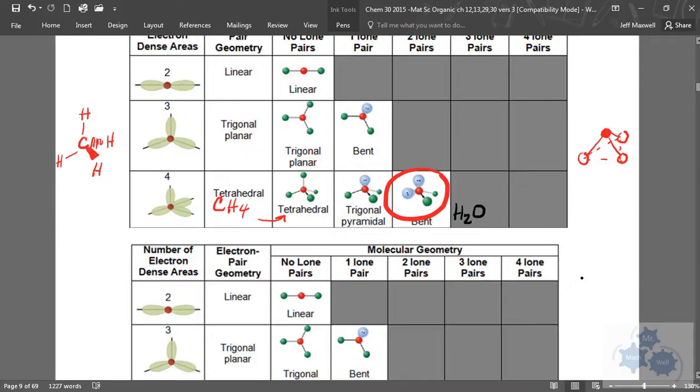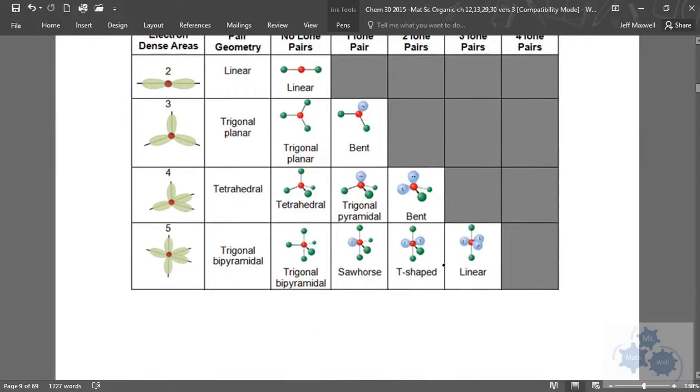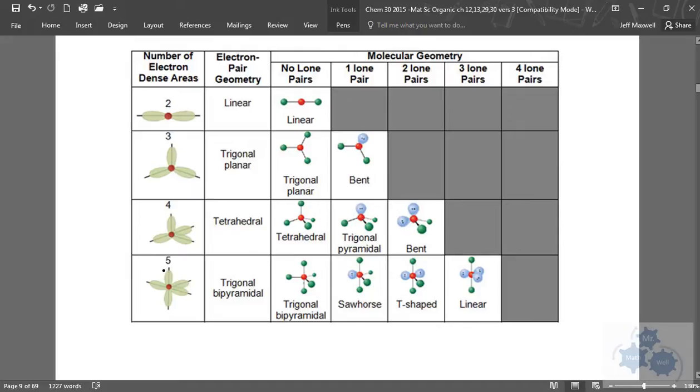All right. The next geometry that we need to study is if we have 1, 2, 3, 4, 5 electron dense areas. Again, these could be bonds between atoms or lone pairs. If we have these 5 dense electron areas, it's called trigonal. Remember, tri is 3, but it's bipyramidal. Trigonal bipyramidal is what it's called.